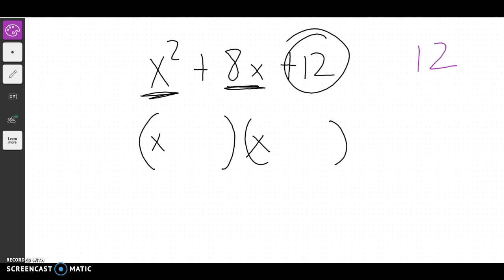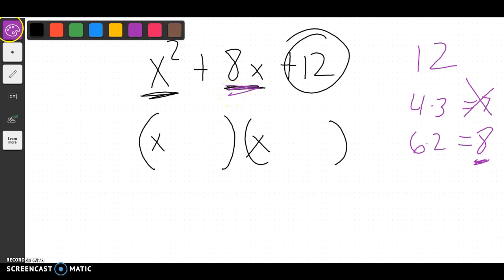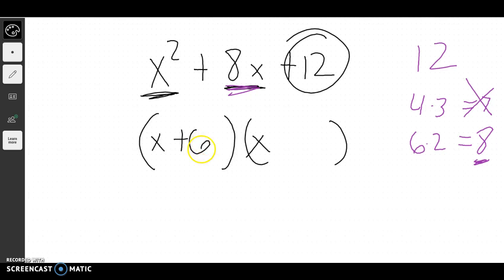I could do 4 times 3. Well, 4 times 3, if I add those two together, I get 7. So that's a no-go. I could do 6 times 2. Well, if I add 6 and 2 together, I get 8. Oh, sweet. That is my middle term. So that is going to be my answer.